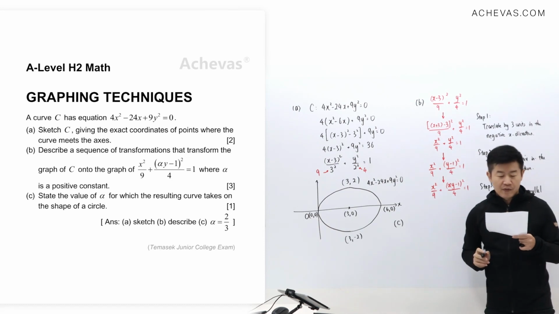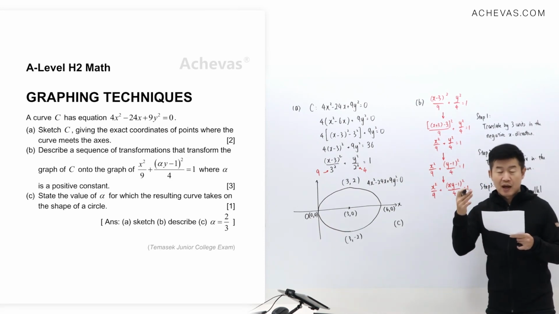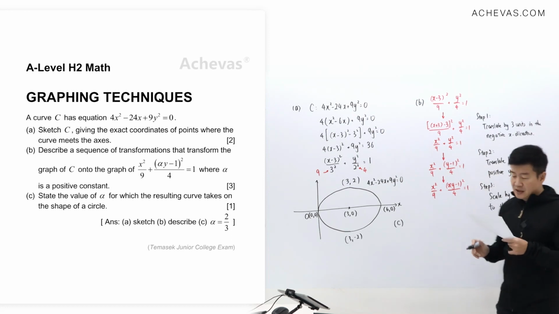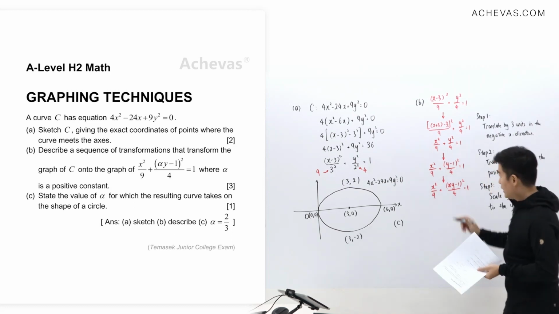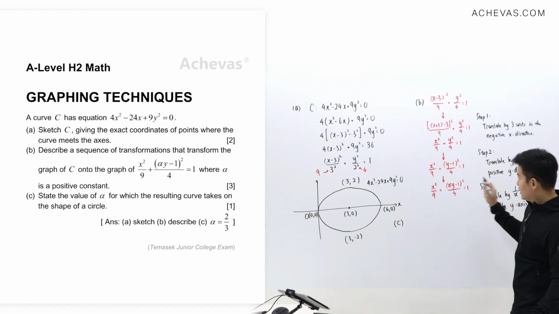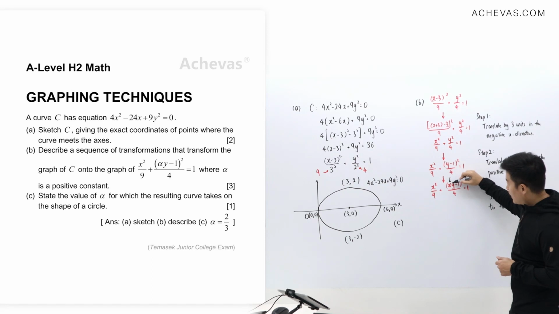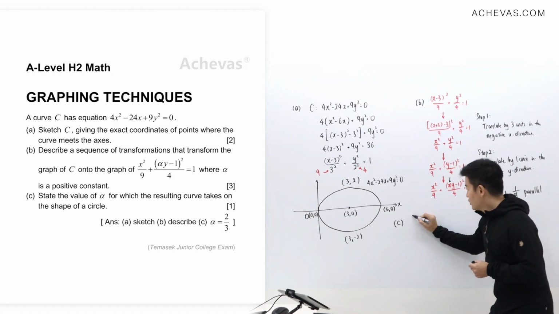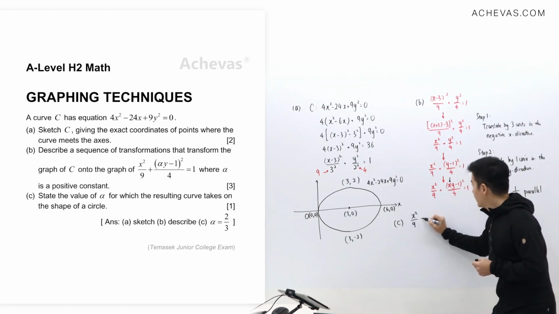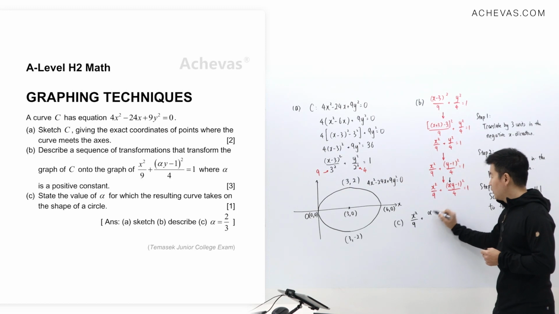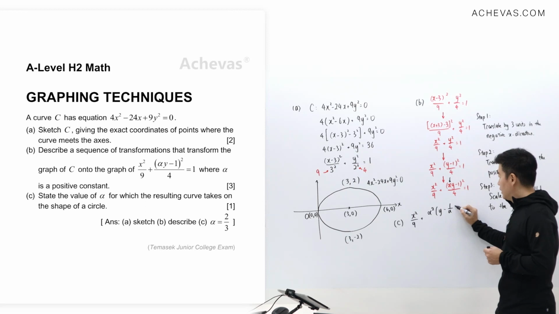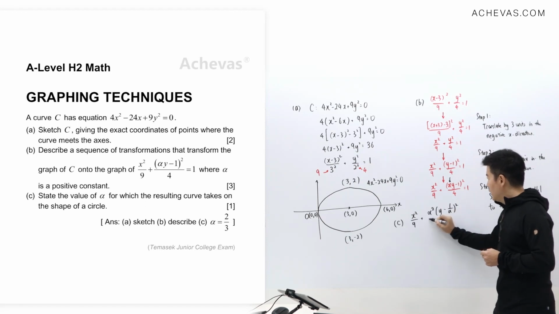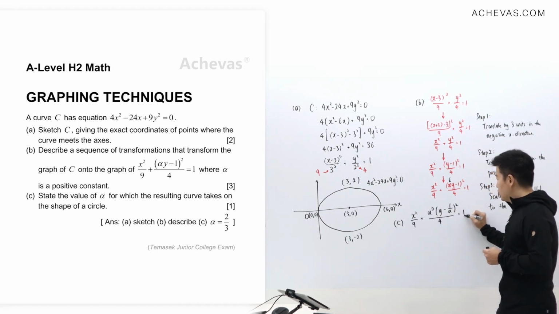Part C: state the value of alpha for which the resulting curve that we have obtained from part B, which is this, is going to become a circle. Okay, let's look at this equation here. In order for this to become a circle, we first need to make sure that the coefficient of y is going to be 1. So let's take out the coefficient of y. So we have x squared over 9 plus, taking out the coefficient of y, alpha squared times y minus 1 over alpha, all squared over 4 is equal to 1.